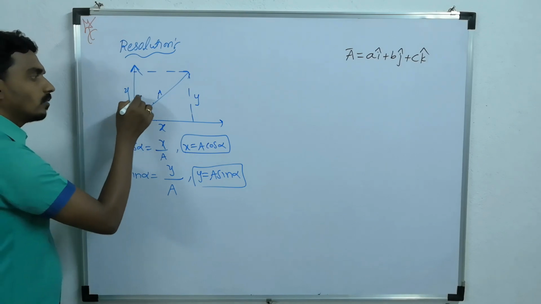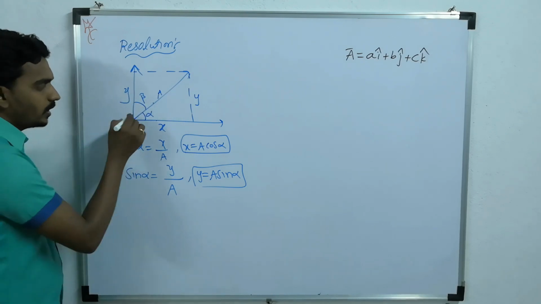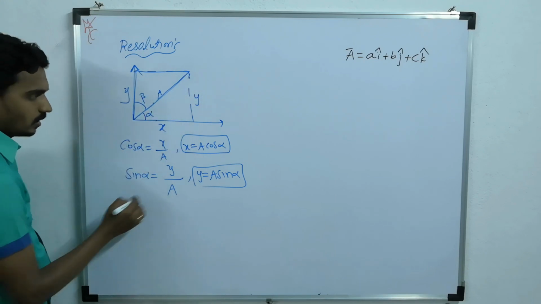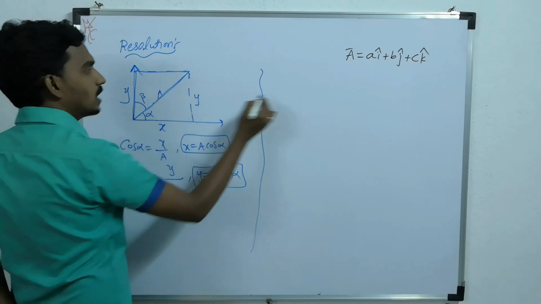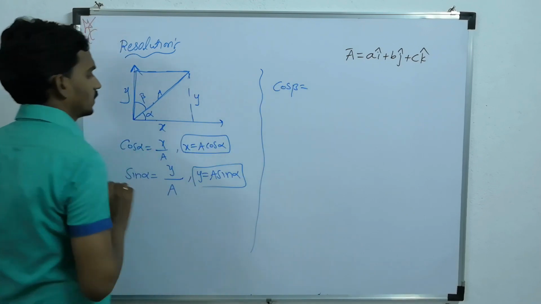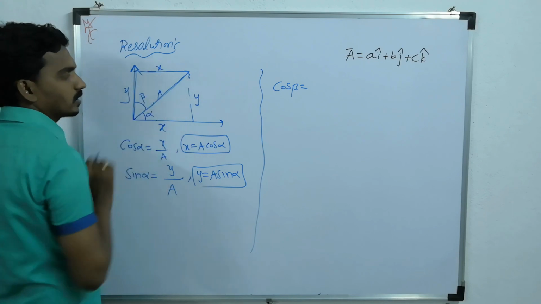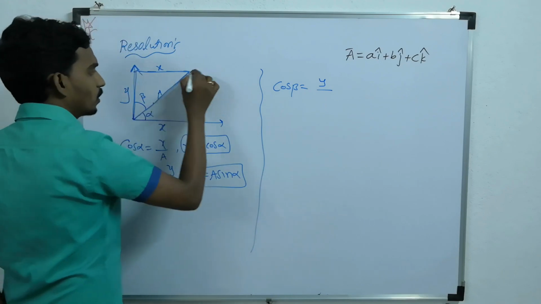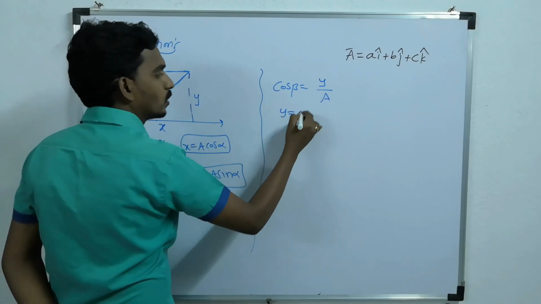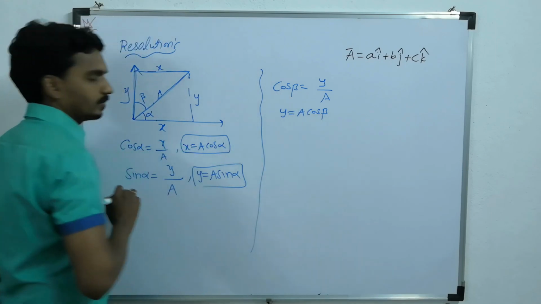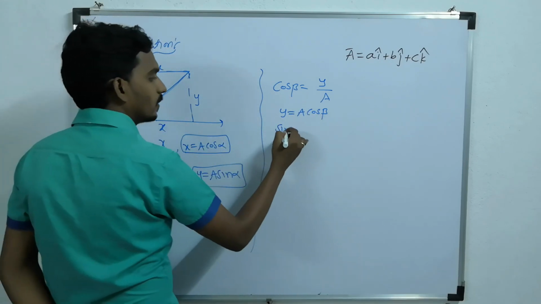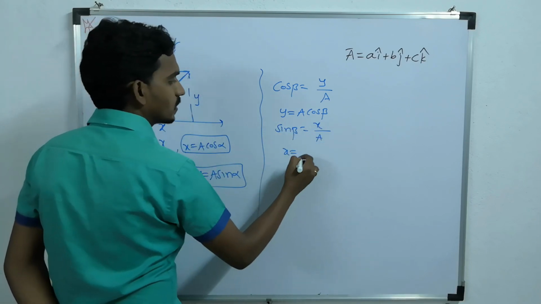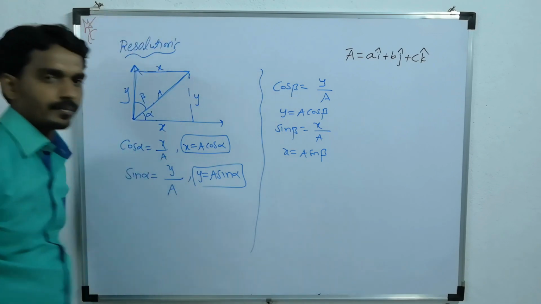Suppose you know the angle with the y axis is beta, then you consider this right angle triangle. Here I am writing cos beta. See, this is x, which means this is also x. Cos beta is adjacent y by hypotenuse a, so y equals a cos beta. Then sin beta is opposite x by a, so x is a sin beta.